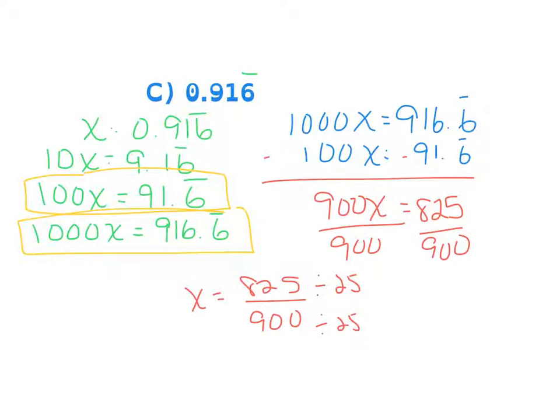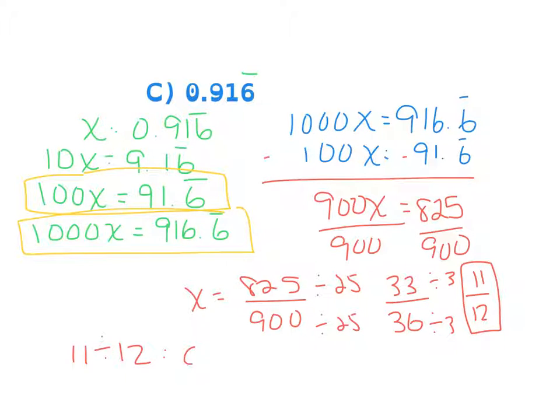825 divided by 25, that's 33. 900 divided by 25, that's 36. All right, 33 and 36 still have some common factors, so I'm going to divide by 3. I'm going to get 11/12ths, and that's as reduced as it can go. And if you wanted to double check, you should throw an 11 divided by 12 into your calculator and make sure it really does equal 0.916 repeating, and it does, so you're good.